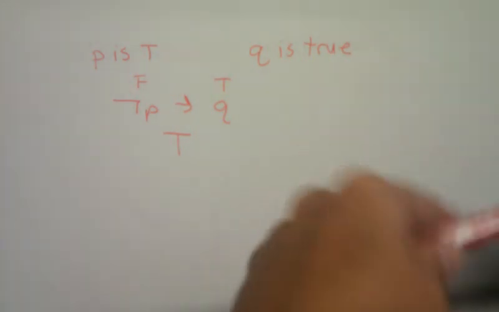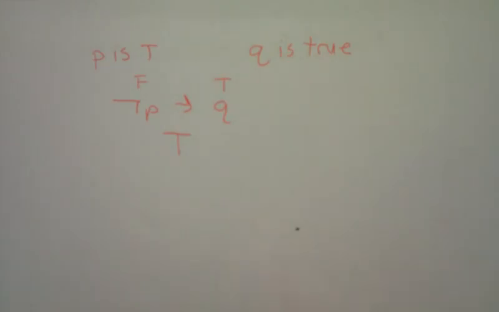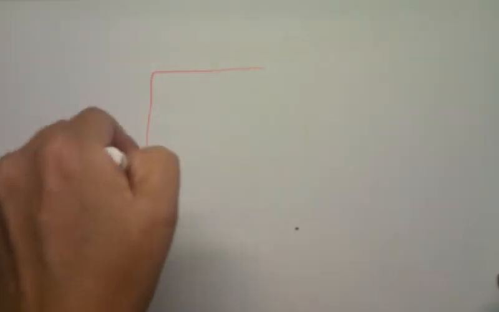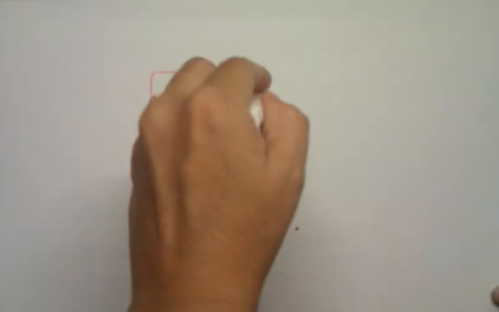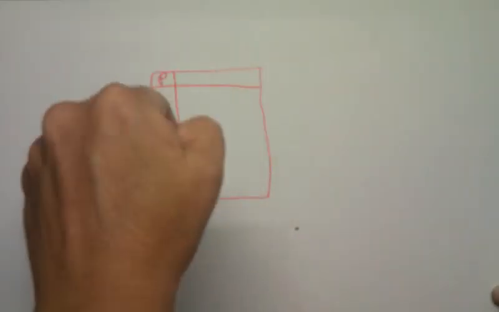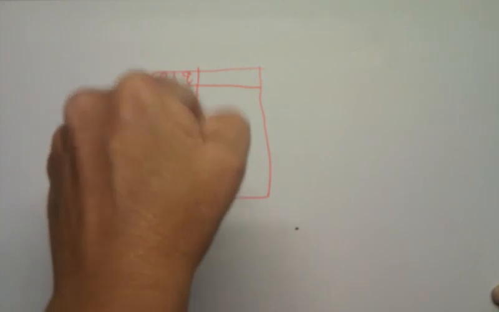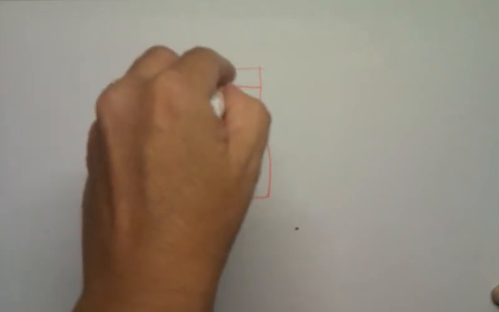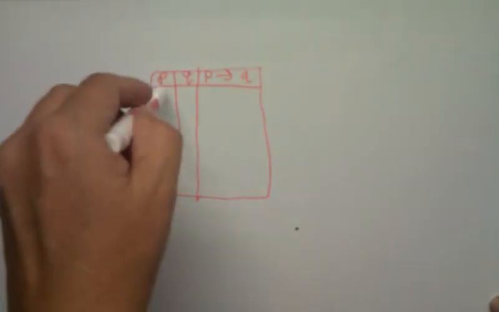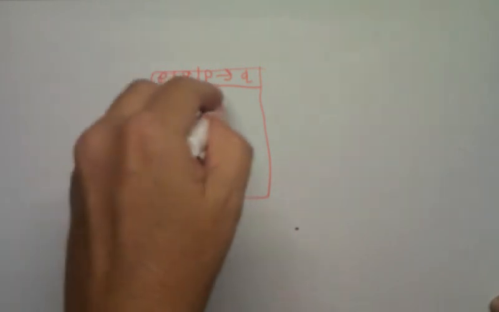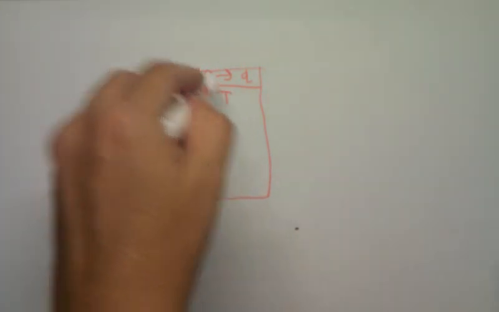Remember? Okay. Make sure you understand this. Go back and study it until you know it. The easiest way to study this is to memorize the conditional chart. This is the conditional. This is P. This is Q. If P is true and Q is true, it's true.